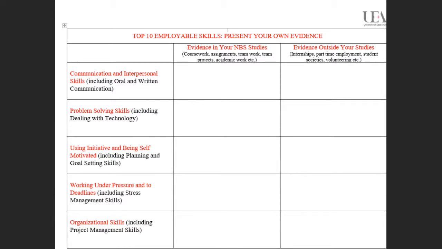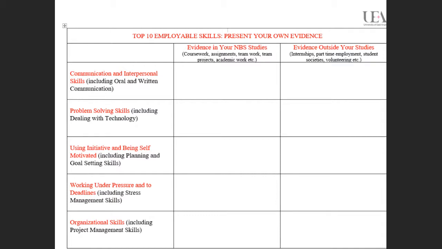You will come up with your own evidence. As you see in the first column, you will need to create evidence related to your studies. Coursework, assignments, teamwork, team projects, academic work. You can put all of them in the first column. Okay. Evidence outside your studies, this can be anything like professional work, internships, part-time work, student societies, volunteering, etc.